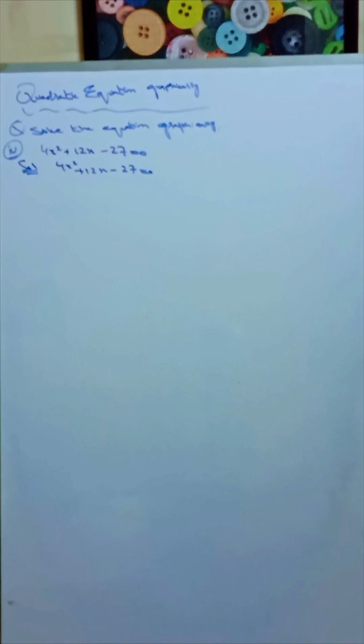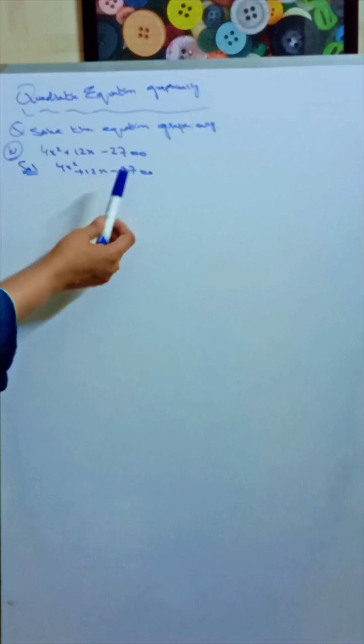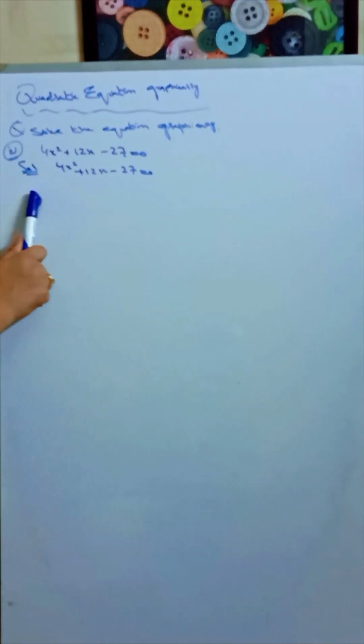This is the last question of this topic, so let's begin. The question is 4x squared plus 12x minus 27 equals 0. As you know, we have to solve it.